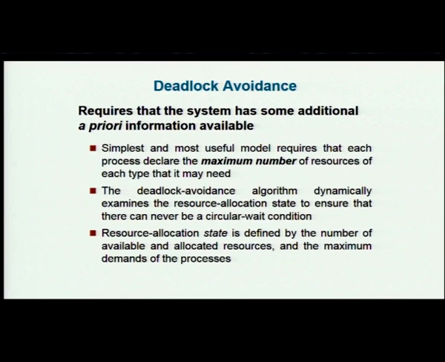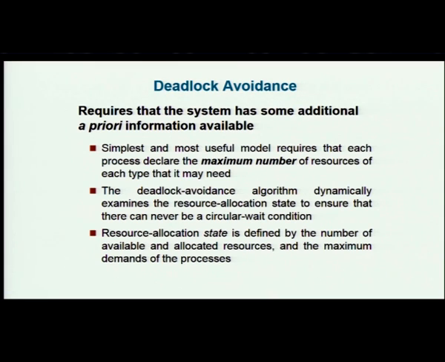Deadlock avoidance requires that the system has some additional a priori information available. What we have done earlier on is, on the fly we don't know which process requires what resource type, and how many instances of that resource. This is what we called deadlock prevention. Whereas in deadlock avoidance, we know beforehand.